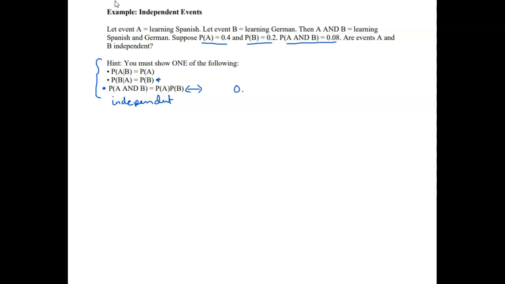So we want to see if this is equal to the product of the other two. If so, then they are going to be independent. And they are, right? 0.4 times 0.2 is 0.08. They're equal to each other. So you go, yes, A and B are independent.